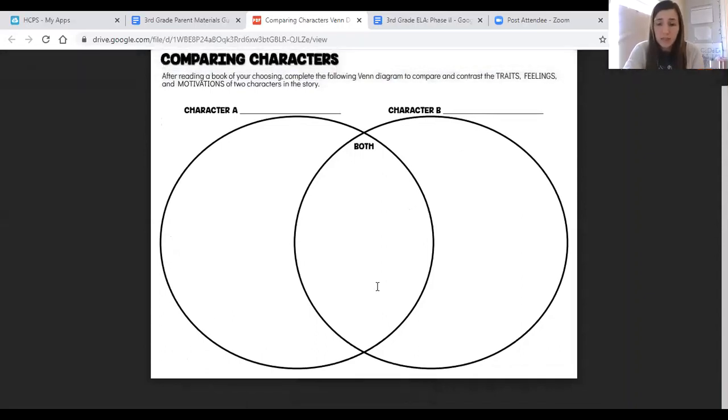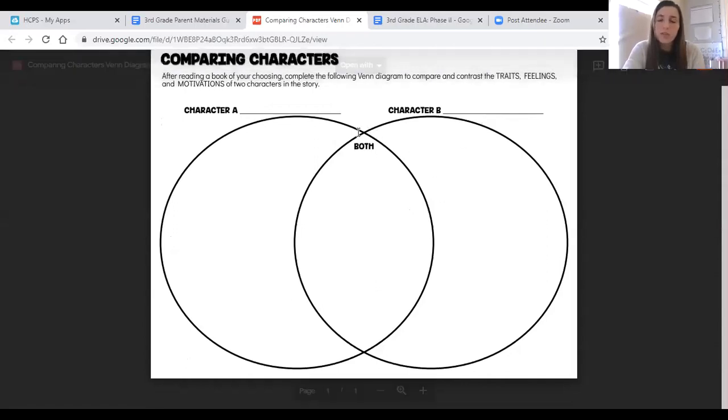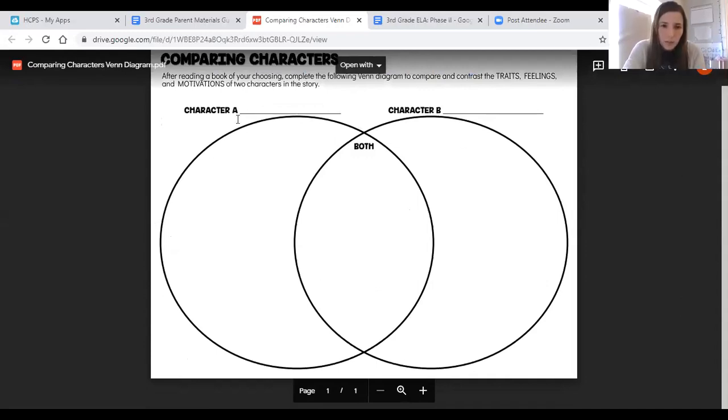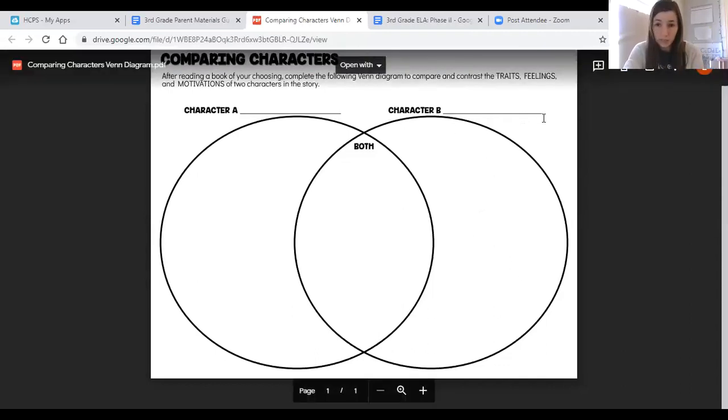Anytime that we're using a Venn diagram, we are using the bigger sections to show the differences between the characters, and we're using that middle section to show the similarities of the characters. So this is what makes character A unique, any traits, feelings, motivations, or other things that you list in this section. Then on this side, anything that you list in this section is going to be unique to character B.